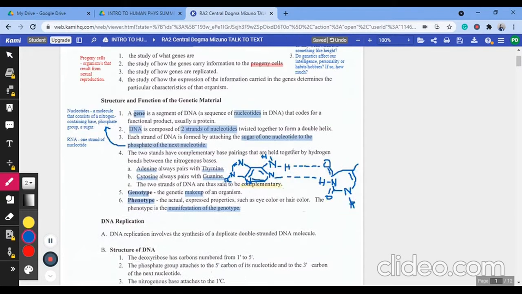Okay, so that's the adenine and the thymine bond. But for cytosine and guanine, it should be... wait, I'll just draw it right here. But should I? Do I have enough space to do that? I'll just do it right here, but I'm not sure if I have enough space for that.